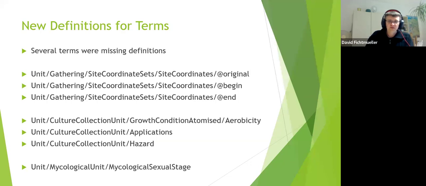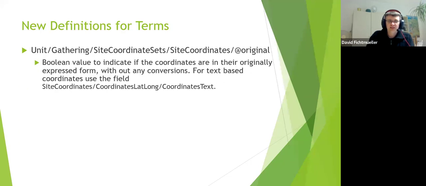And then we have the group that are collected to cultural collection units, and then the mycological unit one as well. Let's just look at the ones with the definitions that I came up with. So we have site coordinate sets and then the attribute original: a Boolean value to indicate if the coordinates are in their original expressed form without any conversion. So just to make sure, if you have old data and people recorded it in a particular way, maybe there are some ambiguities in the data itself, just to say, okay, this is the original version, to make sure that there were no issues in the conversion of coordinates.